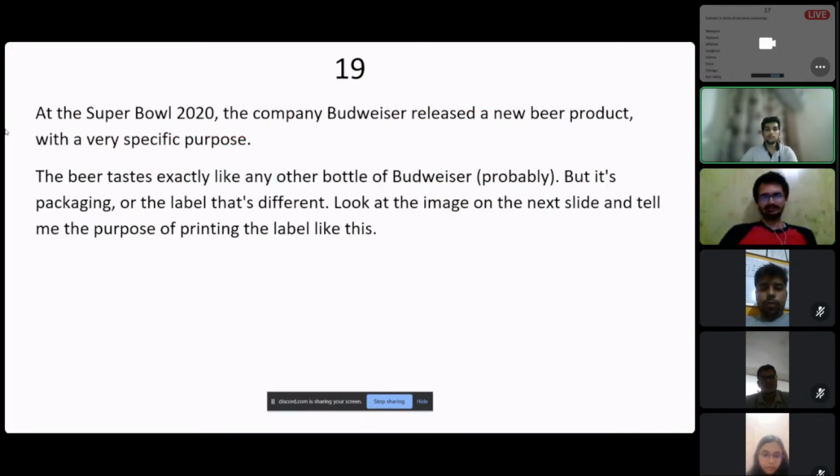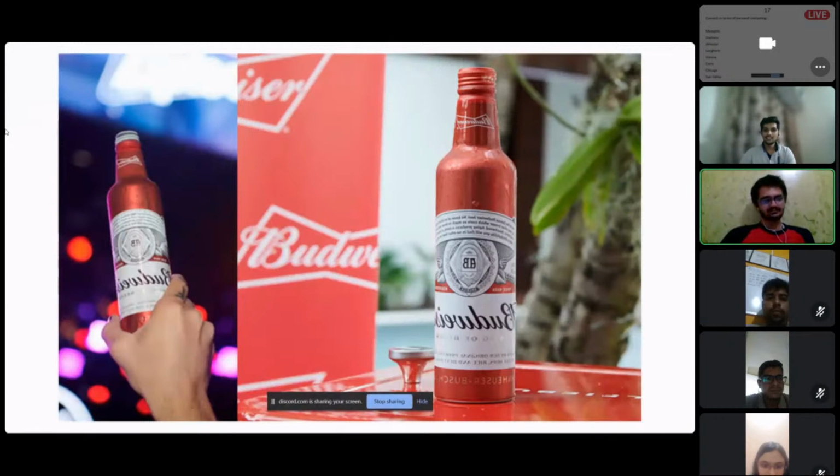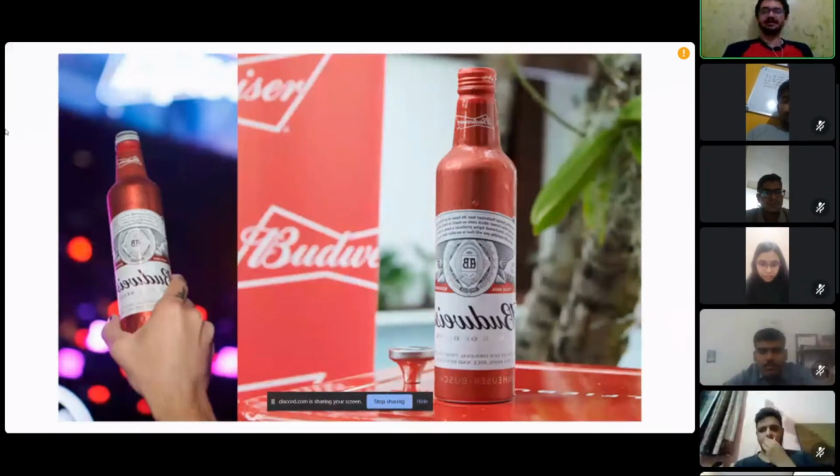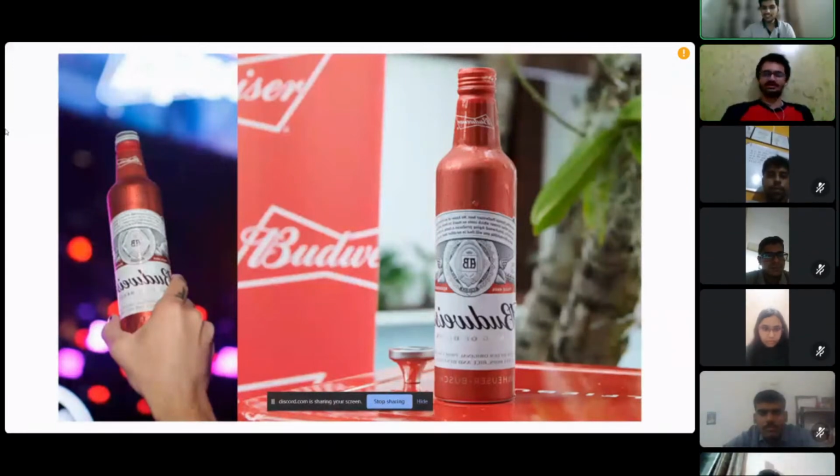At the Super Bowl of 2020, the company Budweiser released a new beer product with a very specific purpose. The beer tastes exactly like any other bottle of Budweiser, but of course, probably we haven't tasted it yet. But its packaging, or the label, is different. Look at the image on the next slide and tell me the purpose of printing the label like this. What's the reason Budweiser came up with this type of packaging? There has to be a reason for that.